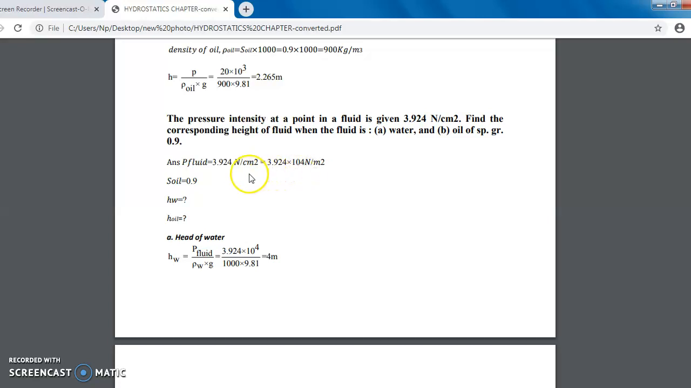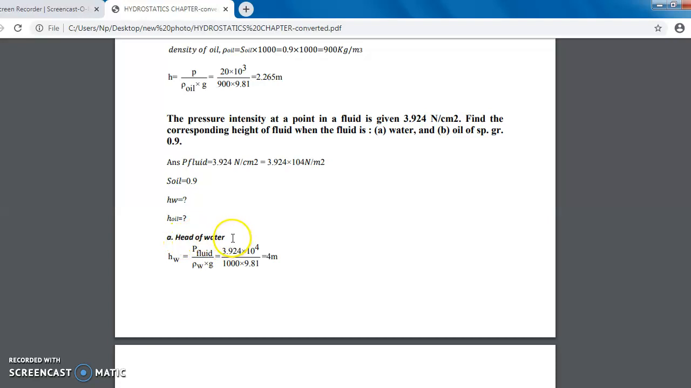And here the specific gravity is given. The specific gravity of that oil is given as 0.9. What do you have to do? Here you have to calculate the height of the fluid. In the first case you are considering water, and in the second case you are considering oil. So in the first case, you have to calculate the head of the water.